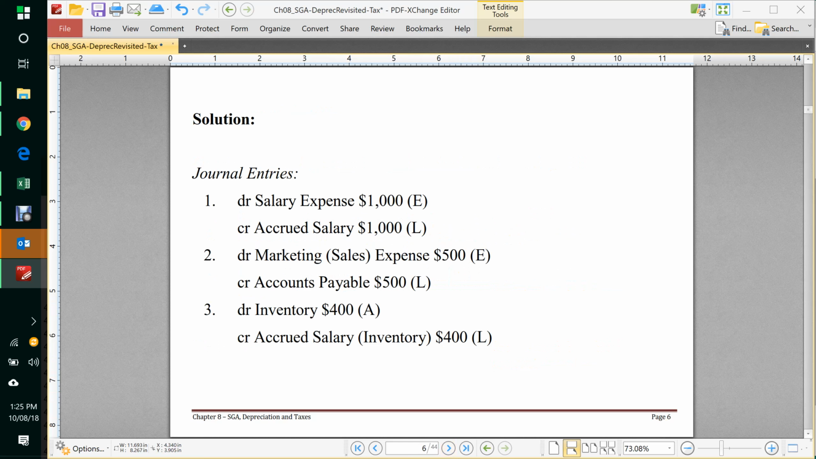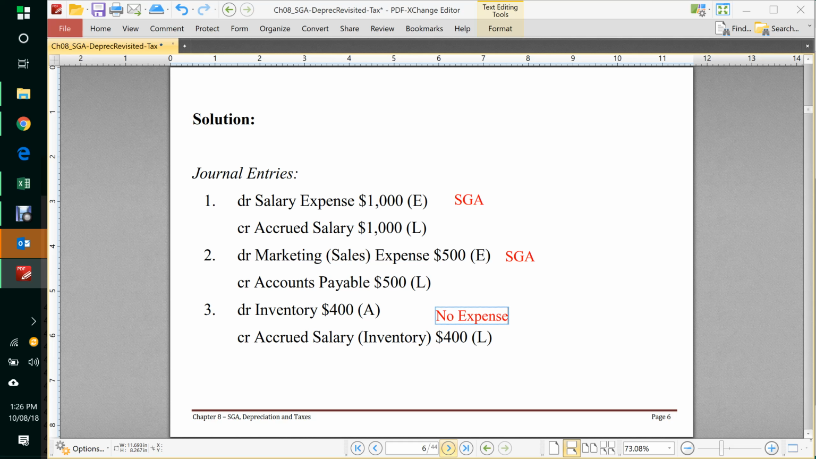So let's see what we've got for our journal entries here. We have our salary expense here. That was for the employees that are not inventory, so that can be SG&A. And that marketing sales expense, well, selling general administration, that's a hint that that should definitely be SG&A. And down here, like I said before, no expense.